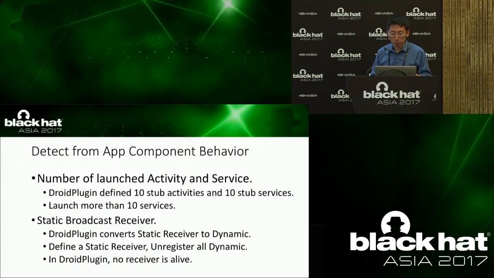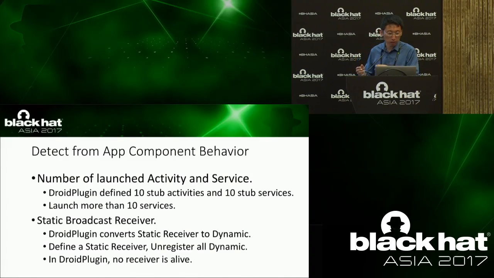A more advanced example could be the static broadcast receiver. Drone plugin needs to convert all of the statically defined broadcast receivers to dynamic ones. This is because the static receiver is defined in the manifest file, but the plugin file has never been installed, so the system won't notice those statically defined receivers. So the Drone plugin needs to parse the plugin APK file, get those statically defined receivers, and convert and register them in a dynamic way.